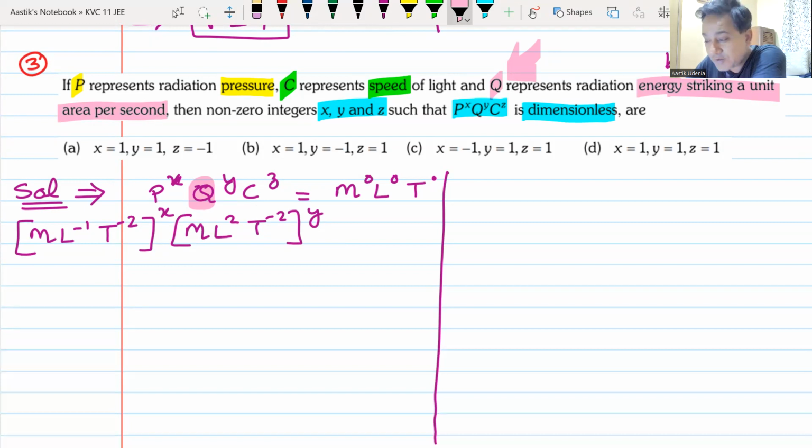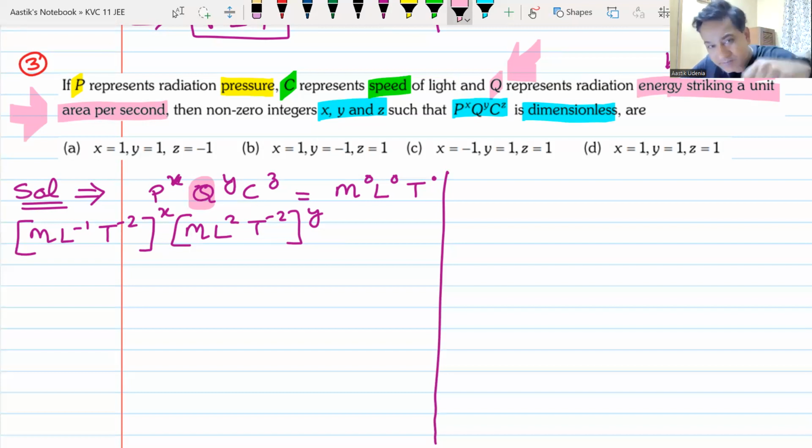So, if you have read the question hastily and only read energy, your answers will come absolutely wrong, because Q is not energy, it is energy per unit area per unit time. Do we understand this? The importance of reading the question correctly. Can I have raised hands from everyone that we have understood this?